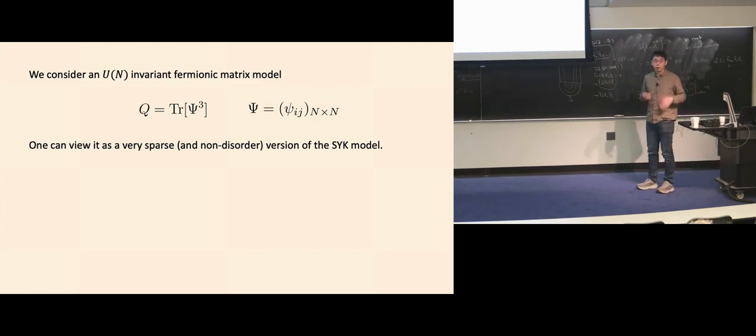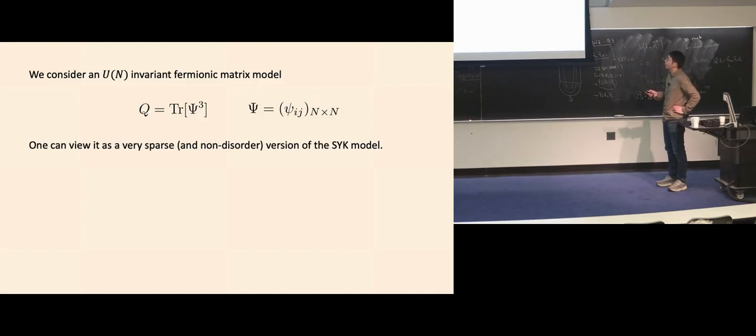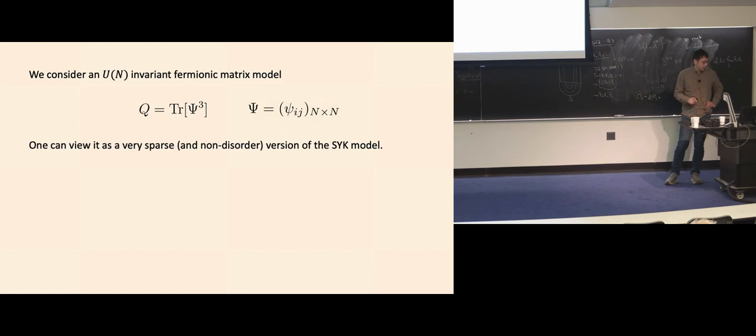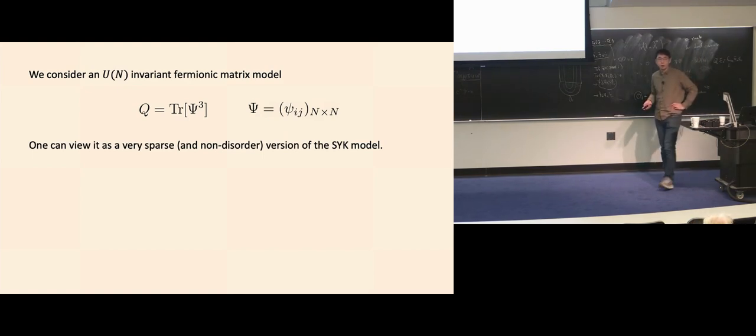So let me just describe what the model is to you. The idea is we consider a U(N) invariant fermionic matrix model. So let's introduce a fermionic matrix, psi, which is an n by n matrix, and each matrix element is a complex fermion operator. And we take the supercharge to have a very simple form. It's cubic in the fermion matrix. It just takes the form trace psi cubed. Okay? And if you're familiar with the n equals 2 SYK model, you can basically view it as a very, very special SYK model. It's a very sparse and non-disordered version of the SYK model.